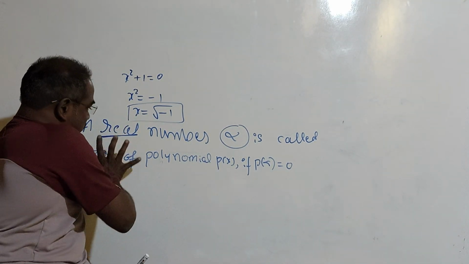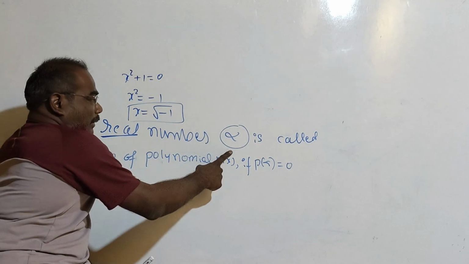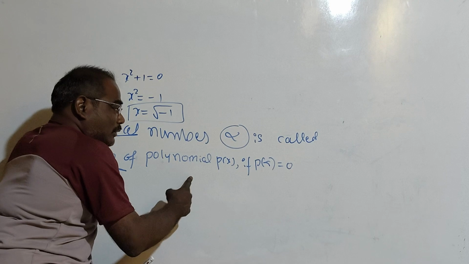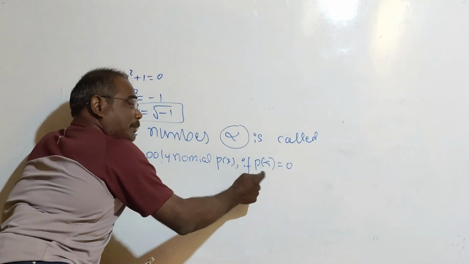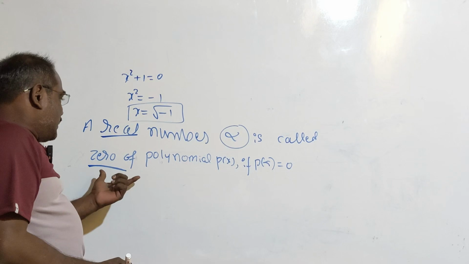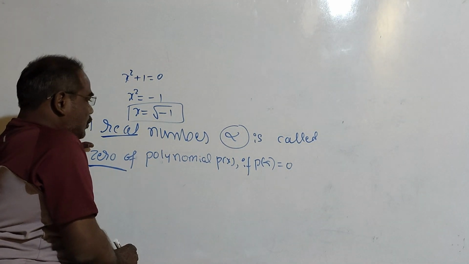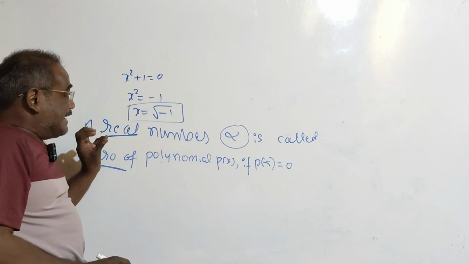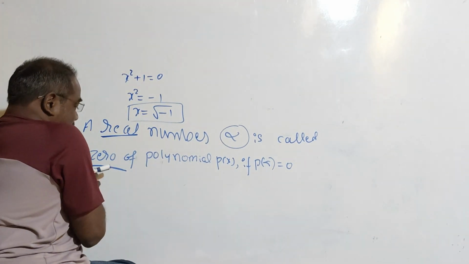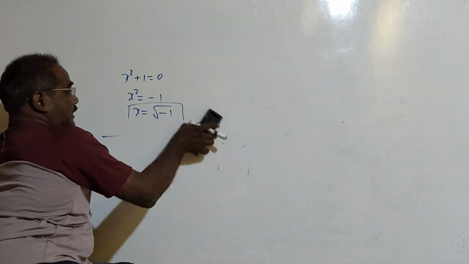Okay, so let me come to the definition. A real number alpha is called a zero of a polynomial p of x if p of alpha is equal to 0. For our syllabus, we concentrate only on real zeros. Let me take one example. I think the definition is clear now.